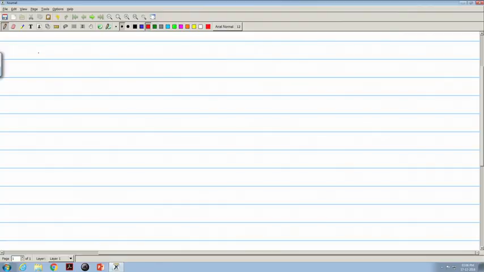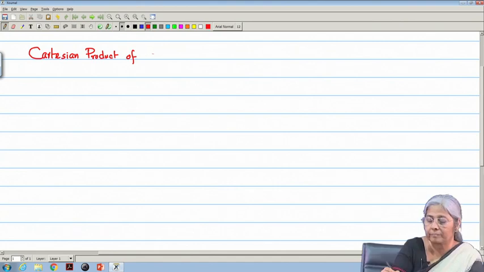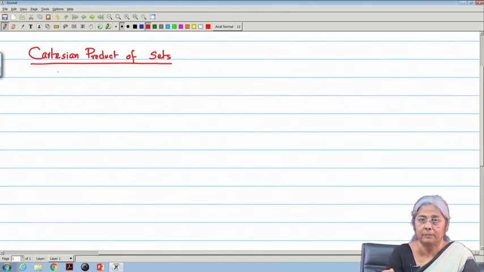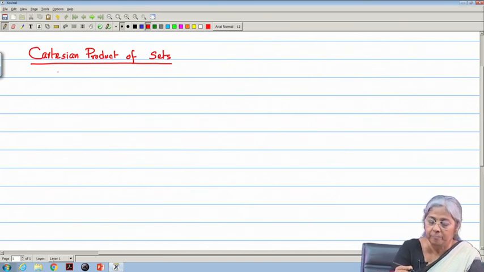We are discussing the set operations. We have read the set union, set intersection, set difference, and now we read another operation which is very important, called the Cartesian product of sets. We have defined a set as an unordered collection of elements.